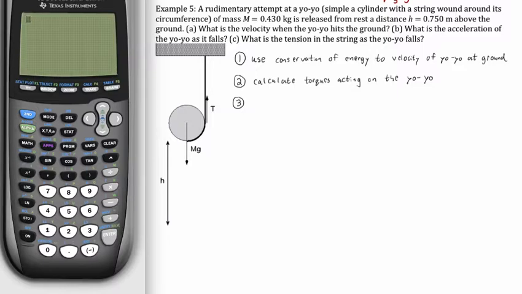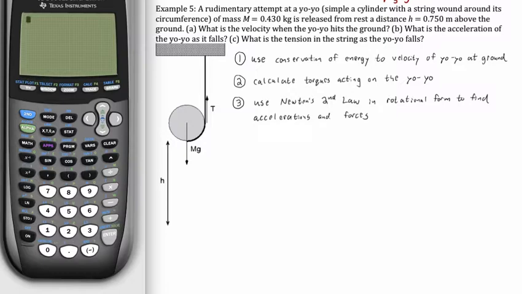Okay, and then third, use Newton's second law in rotational form to find forces. Okay, forces and accelerations, or accelerations and forces in that order, looking at parts B and C. Accelerations and forces. Okay, so now let's actually read the problem.